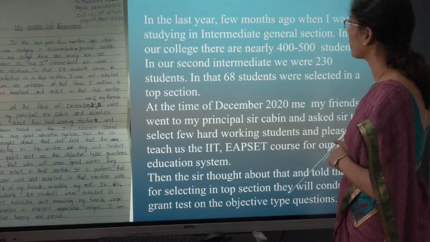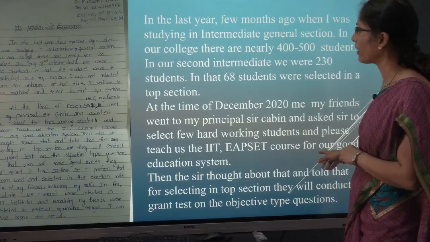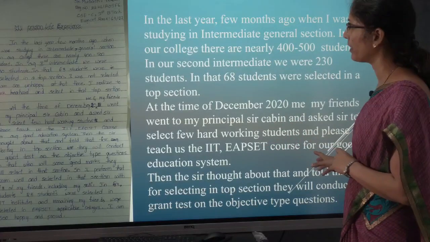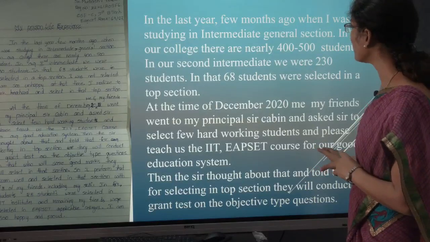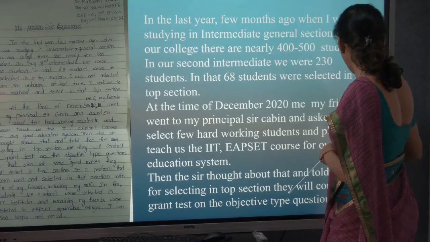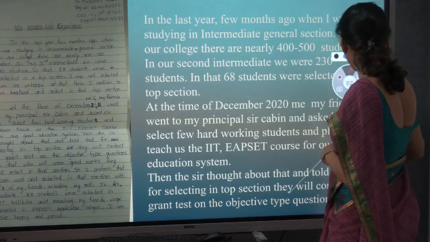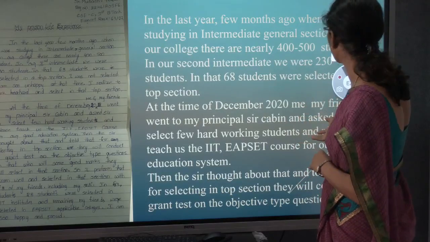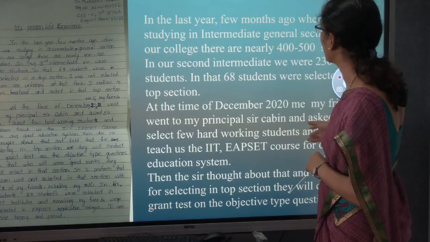This boy has got 60,000 rank. Okay, he also completed all his education in English medium. If you see that, we need not read the whole thing. Okay, if you see the first 2-3 lines, you can understand this one.